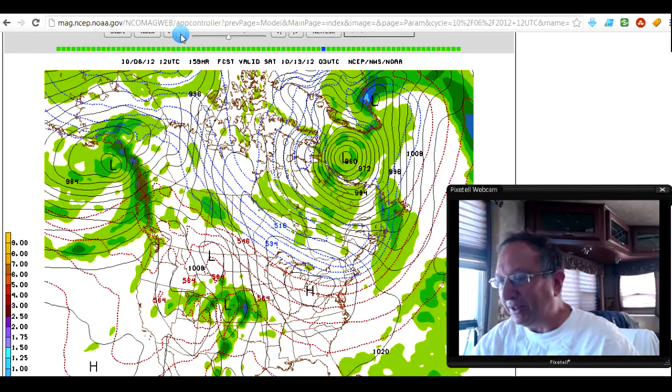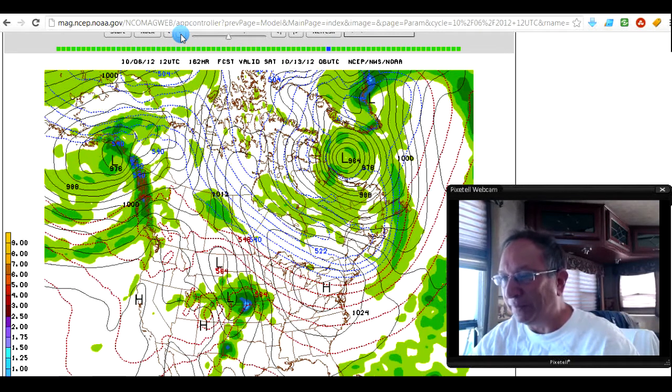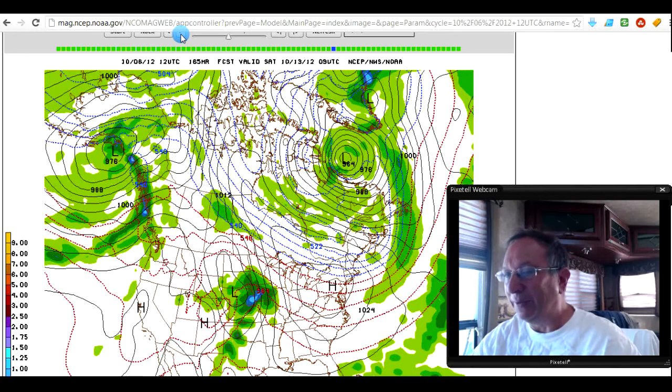This model used to go every 6 hours. It's now going every 3 hours within the first week and a half. And that's probably almost too detailed information that we don't need. But hey, what are you going to do?